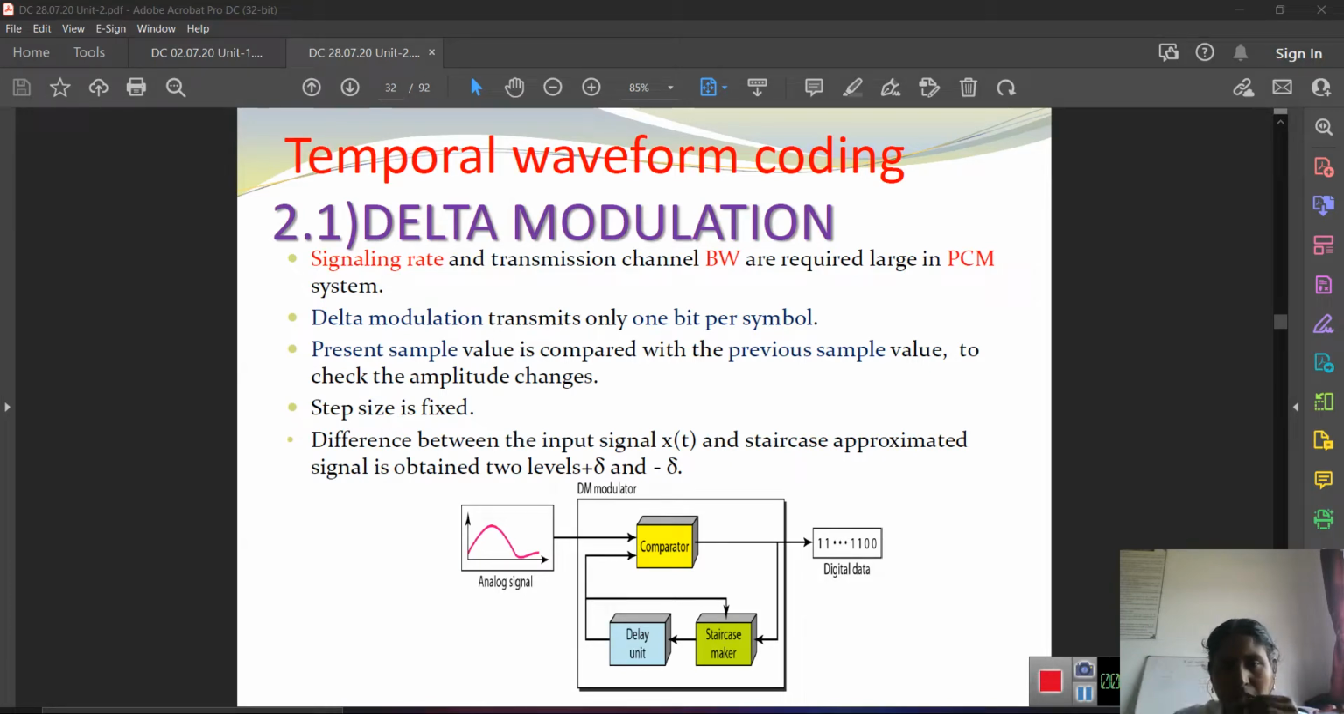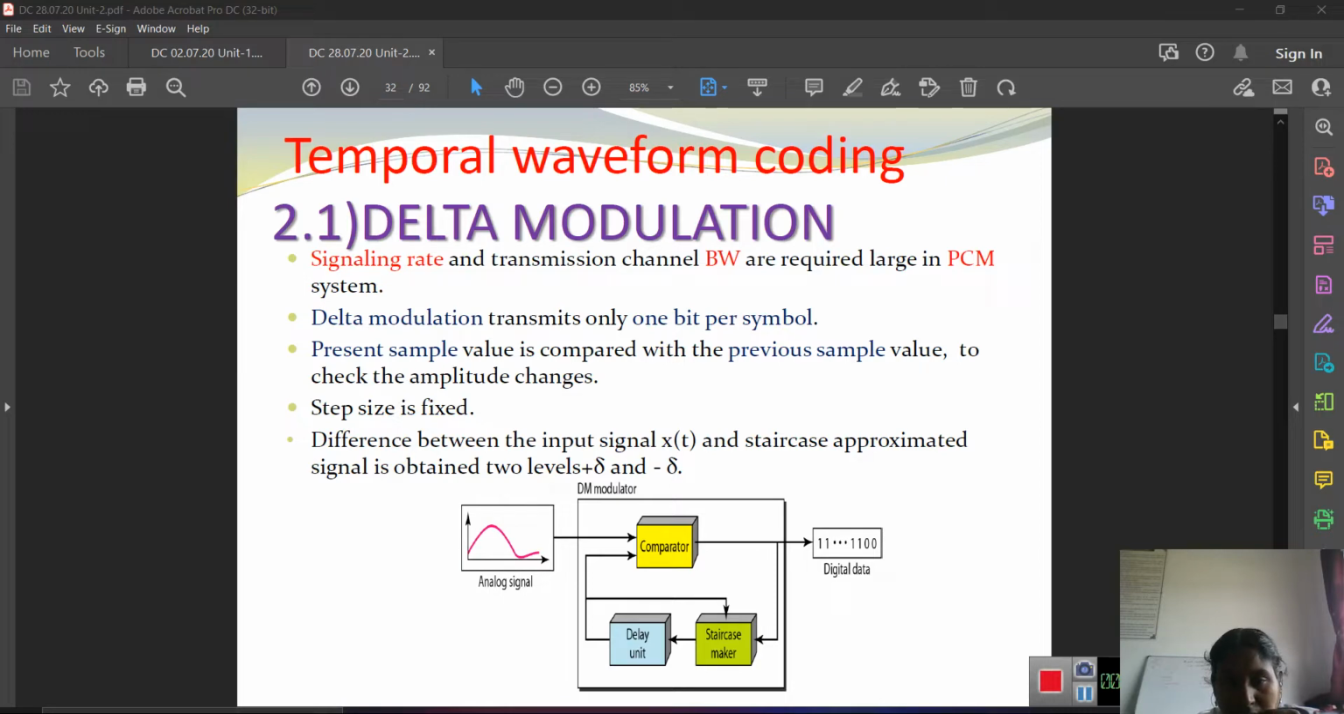In a PCM system, the signaling rate and transmission channel bandwidth required are large. So delta modulation is a modulation scheme that transmits only 1 bit per symbol. The present sample value is compared with the previous sample value to check the amplitude changes.